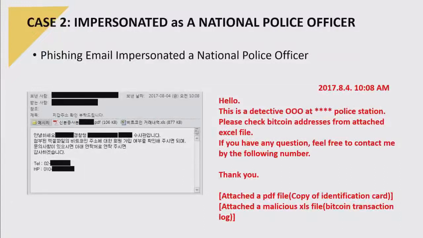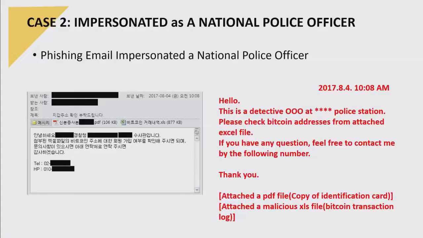And this is the second case of attack targeting the Bitcoin exchanges. It is an interesting case. The spear phishing email impersonated a detective at a police station. In the email, the sender asks the receivers to check if there is a member who used the Bitcoin wallet addresses listed in the attached Excel file.